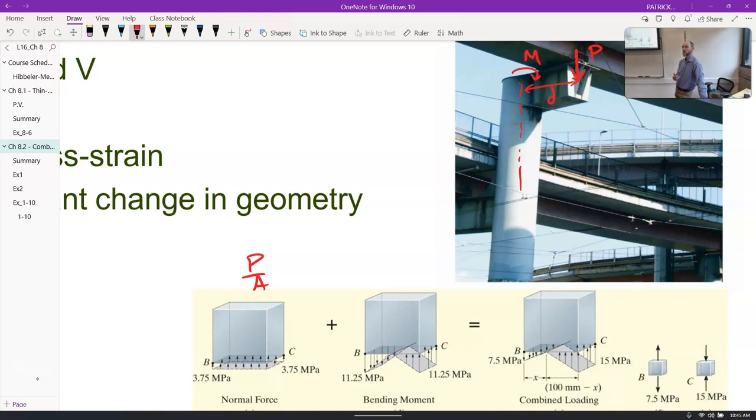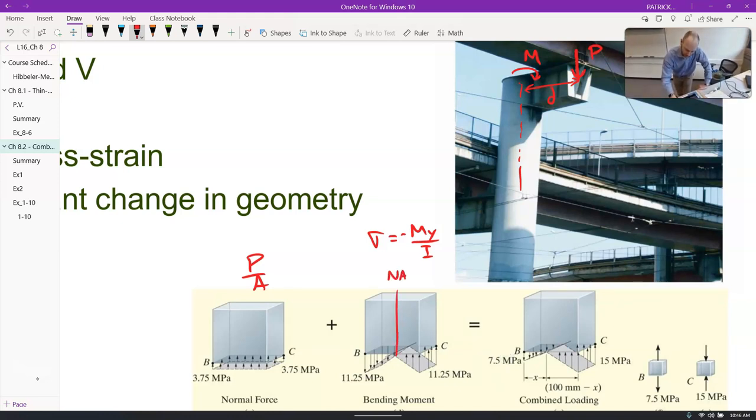What is the stress going to be on a cross section due to moment? It's going to be My over I. Just basic chapter 6. And so y is 0 at the neutral axis, so there's no bending stress right there at the neutral axis. Then you've got this linear function, max compressive stress at one outer edge, max tensile stress at the other. For a symmetric cross-section, those max values are going to be equal in magnitude, just opposite direction.